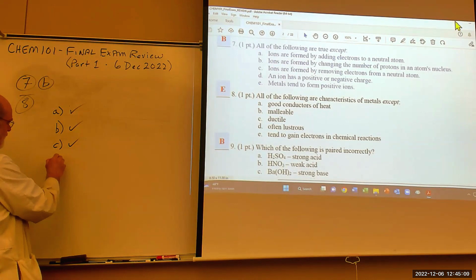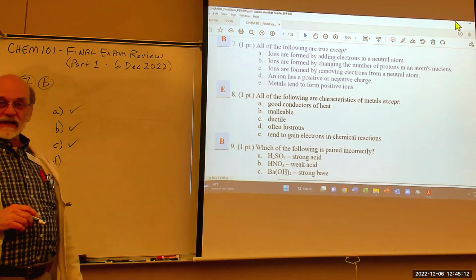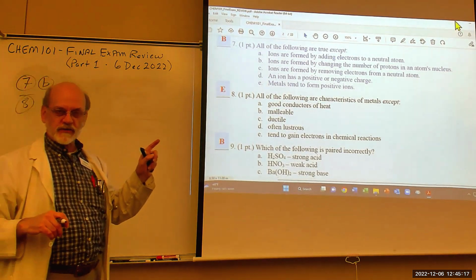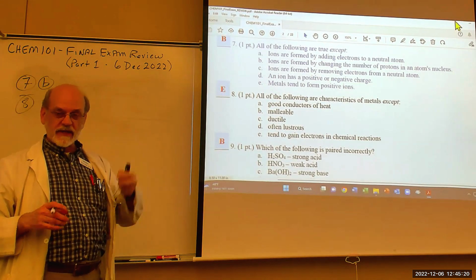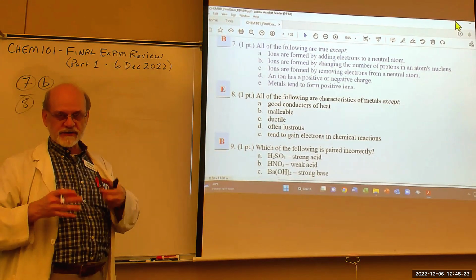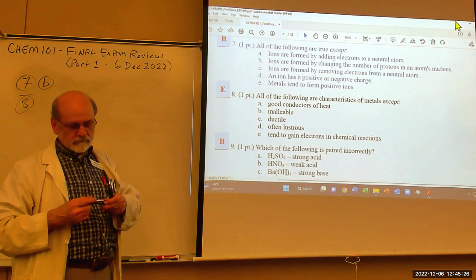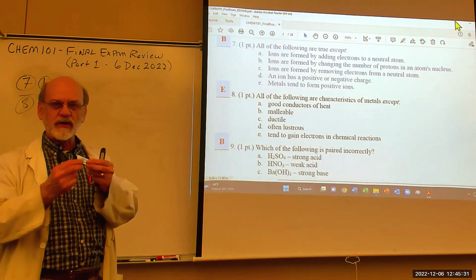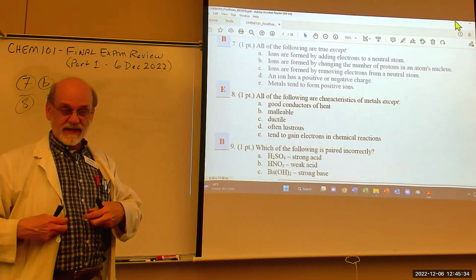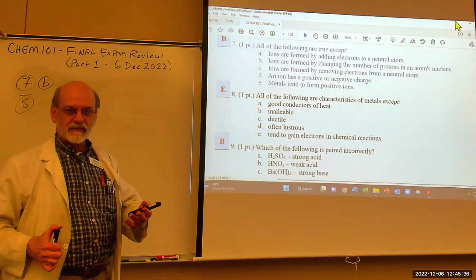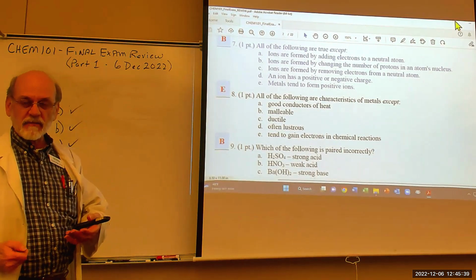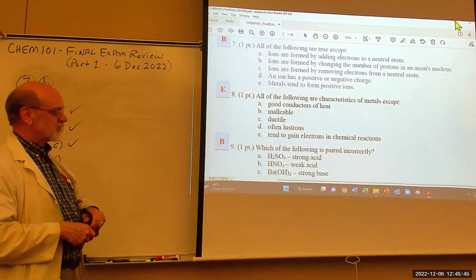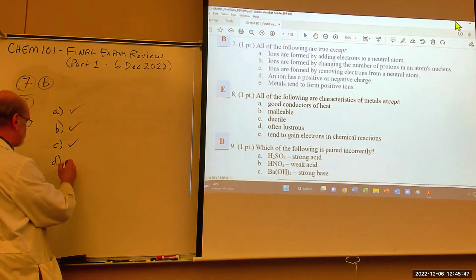How about D? They're often lustrous. Notice the qualifier there, often. They're often lustrous, and many times you have to have a solid piece that's been polished before you can see the luster. If you have a metal that's formed by a chemical reaction, sometimes the particles are really small and they actually look black. Silver is a good example of that. But once you build up enough silver in a layer, you start to see the luster. So they often are lustrous, yes.